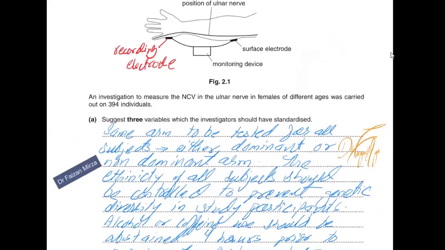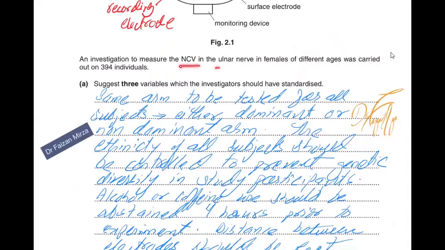Now the question further on tells you an investigation to measure the NCV in the ulnar nerve in females of different ages was carried out on 394 individuals. Now that's a very large number of samples that they have taken. So 394 in this case is your small n. The total number of samples that you have taken suggests three variables that the investigators should have standardized.